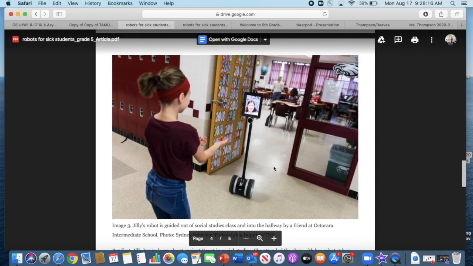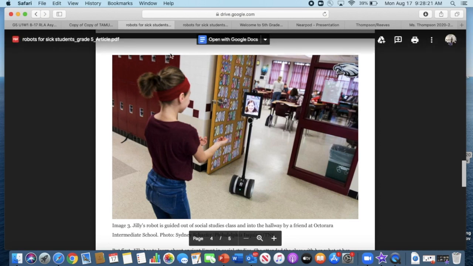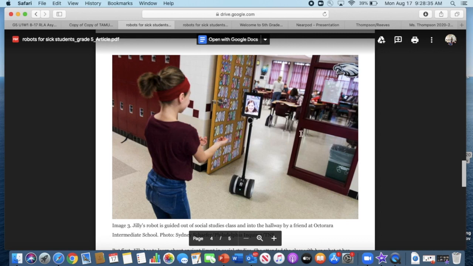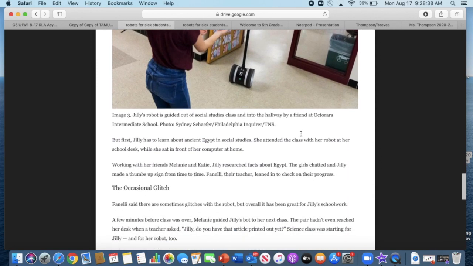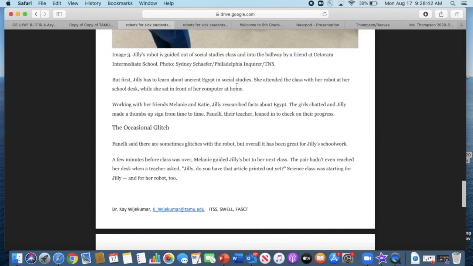All right, and then we have a third image here. So let's think about what could be happening in this image. You're going to be answering that question later. So this is the photo it's going to refer to. What can you infer based on what we've read so far and what you already kind of know? What do you think is happening in this photo? All right. But first, Jilly has to learn about ancient Egypt and social studies.